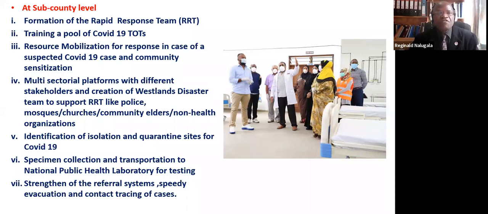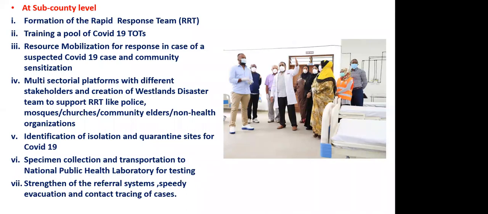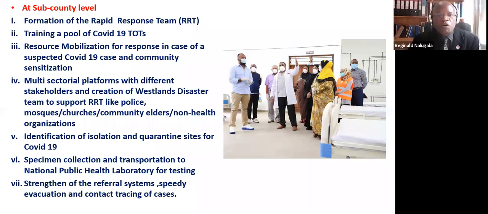The identification of isolation and quarantine sites for COVID-19, of course, has now been very expensive for the government, and they encourage people, if you are considered to be a carrier or positive, to find a place in the house where you could be quarantined. And there's been a lot of specimen collection and transportation to the National Public Health Laboratory for testing, to strengthen the referral systems, speedy evacuation, and contact tracing of cases.